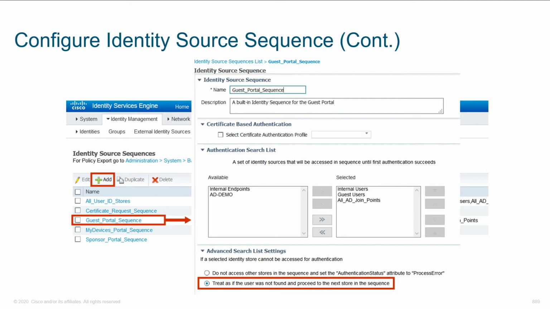Here they are just creating an identity source sequence. You give it a name, a description. On the left-hand side, we've got the available authentication sources, and the ones that we want to select, we'll just highlight, move over, and then we can reorder these by moving them up and down the list.